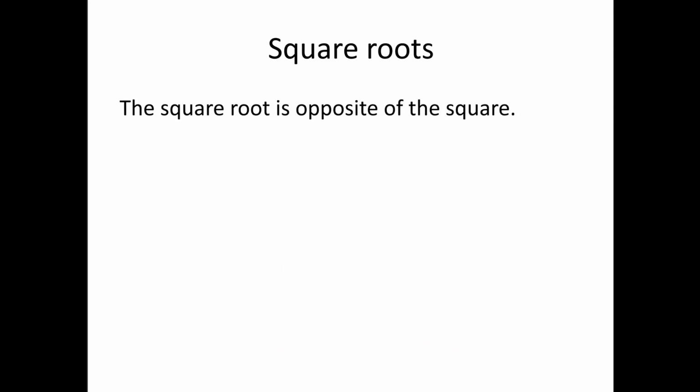The square root is the opposite of a square. So just as addition is the opposite of subtraction, and division is the opposite of multiplication, square roots are the opposite of a square. We know that 9 squared is 81, because 9 times 9 equals 81. So the square root of 81 must be 9, because the square root is what number times by itself will give me the answer.